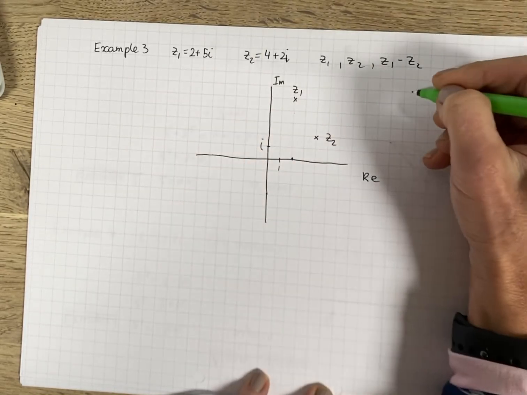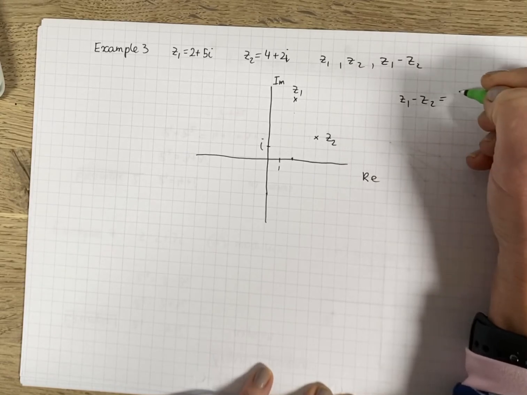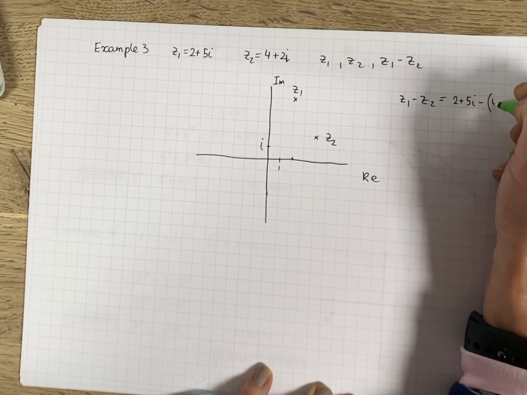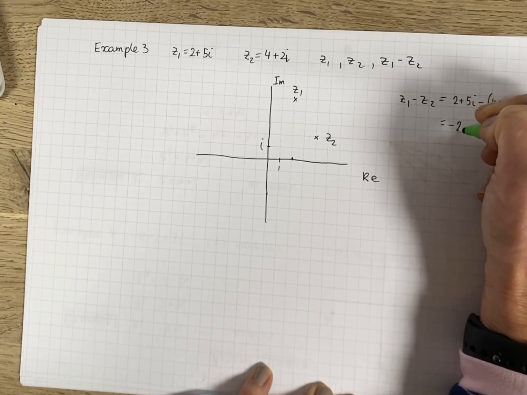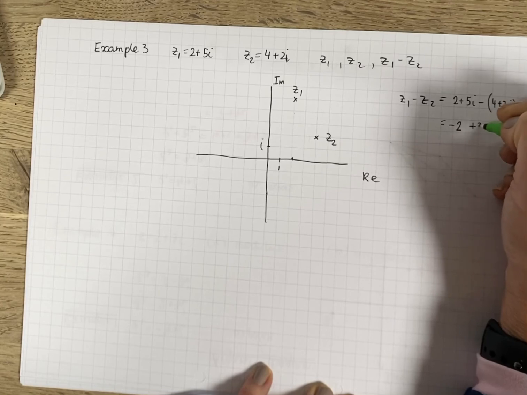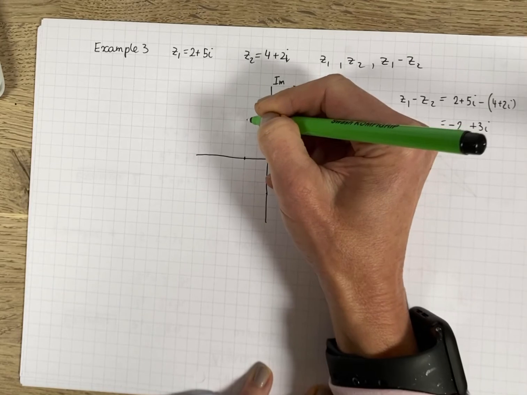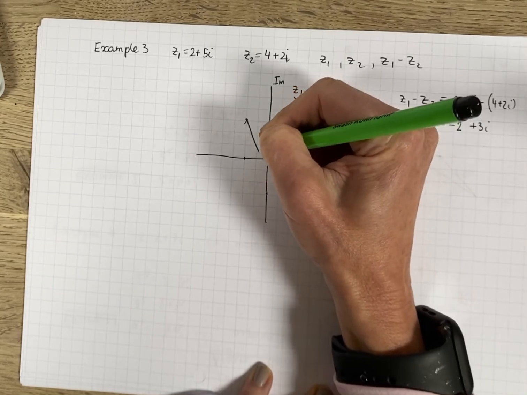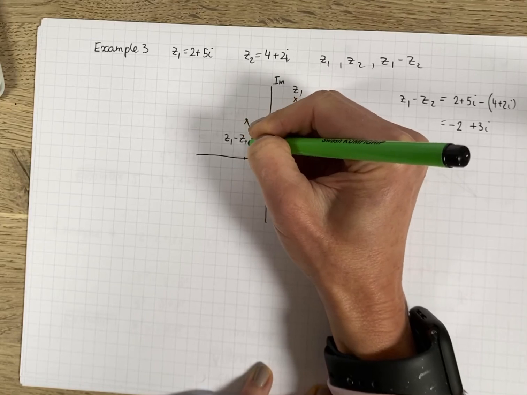We're going to do Z1 minus Z2 by doing 2 plus 5i minus 4 plus 2i first. That gives me 2 take away 4, which is minus 2, and then 5i minus 2i, so it's plus 3i. So it's minus 2 plus 3i. So there is Z1 minus Z2.